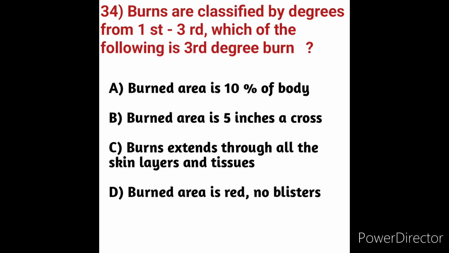Burns are classified by degrees from 1st to 3rd degree. Which of the following is a 3rd degree burn? Option A, burn area is 10% of body. Option B, burn area is 5 inches across. Option C, burns extend through all the skin layers and tissues. Option D, burned area is red with no blisters.